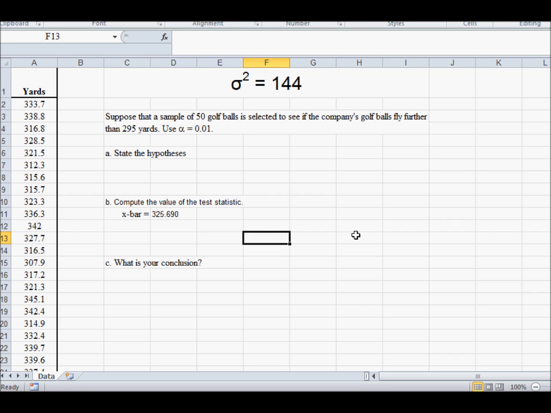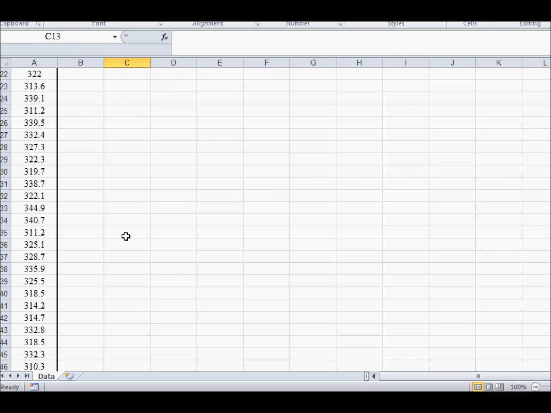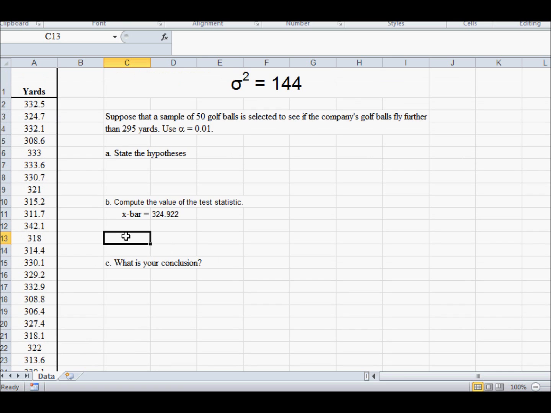Remember in case 1 that every time I hit F9 on the keyboard, the observations in column A changed. So each time I hit F9, I get a new random sample of size 50. So this might be sample 5, sample 6, sample 7, sample 8.